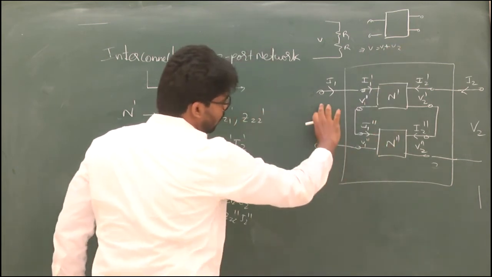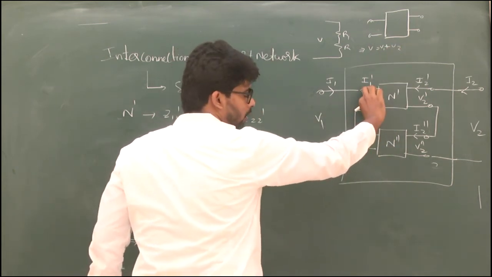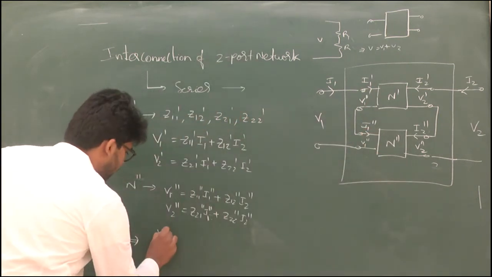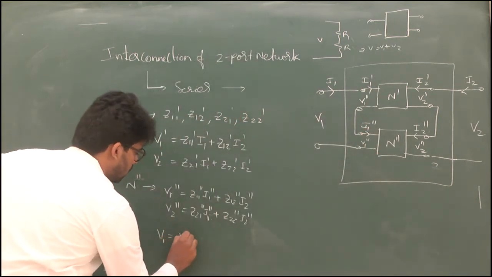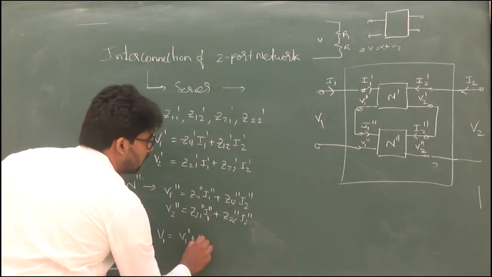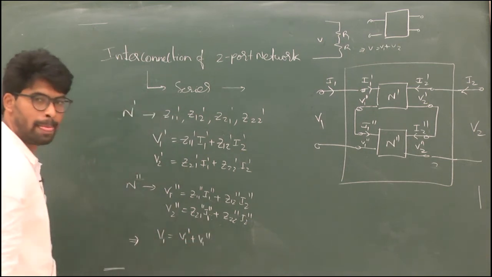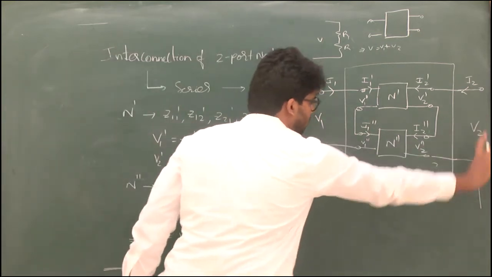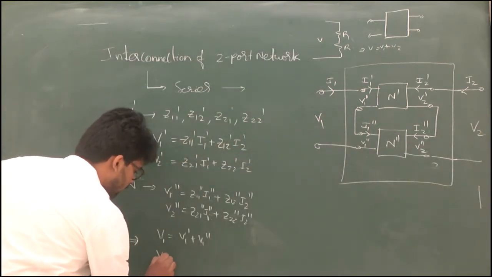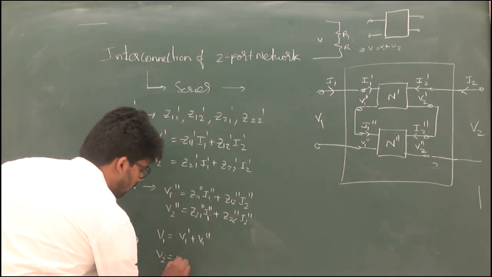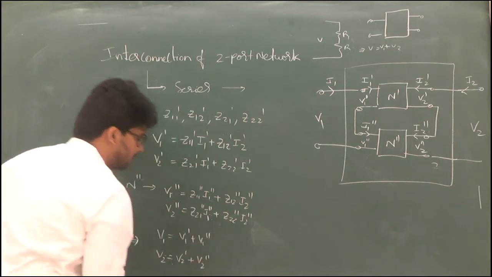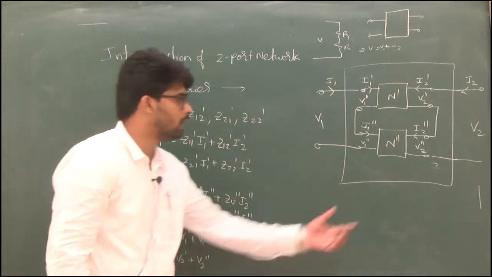Likewise, V1 is equal to the drop over this port and the drop over this port. Therefore, we derive V1 equal to V1 dash plus V1 double dash. And the voltage drop of the second port, we can write V2 equal to V2 dash plus V2 double dash. This is about the voltages here.